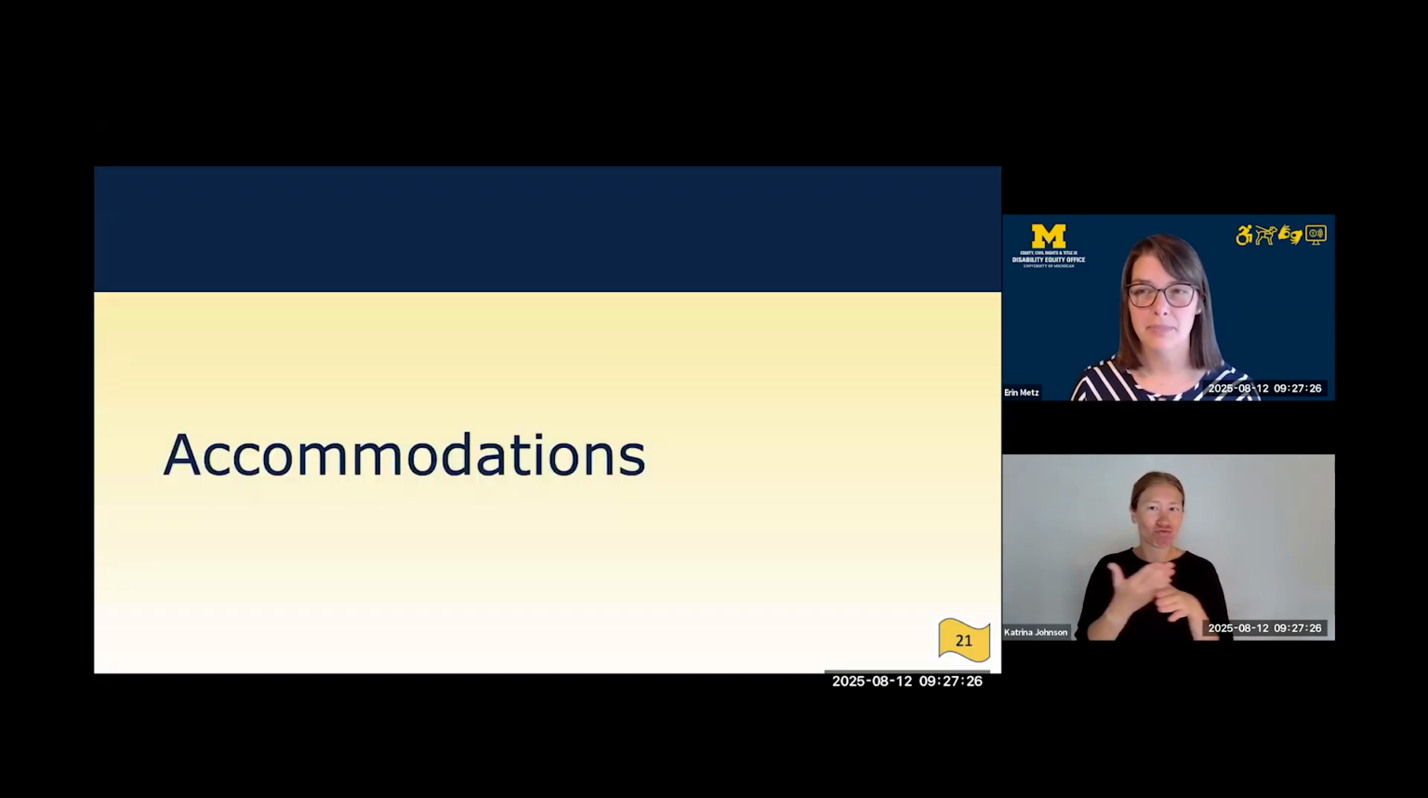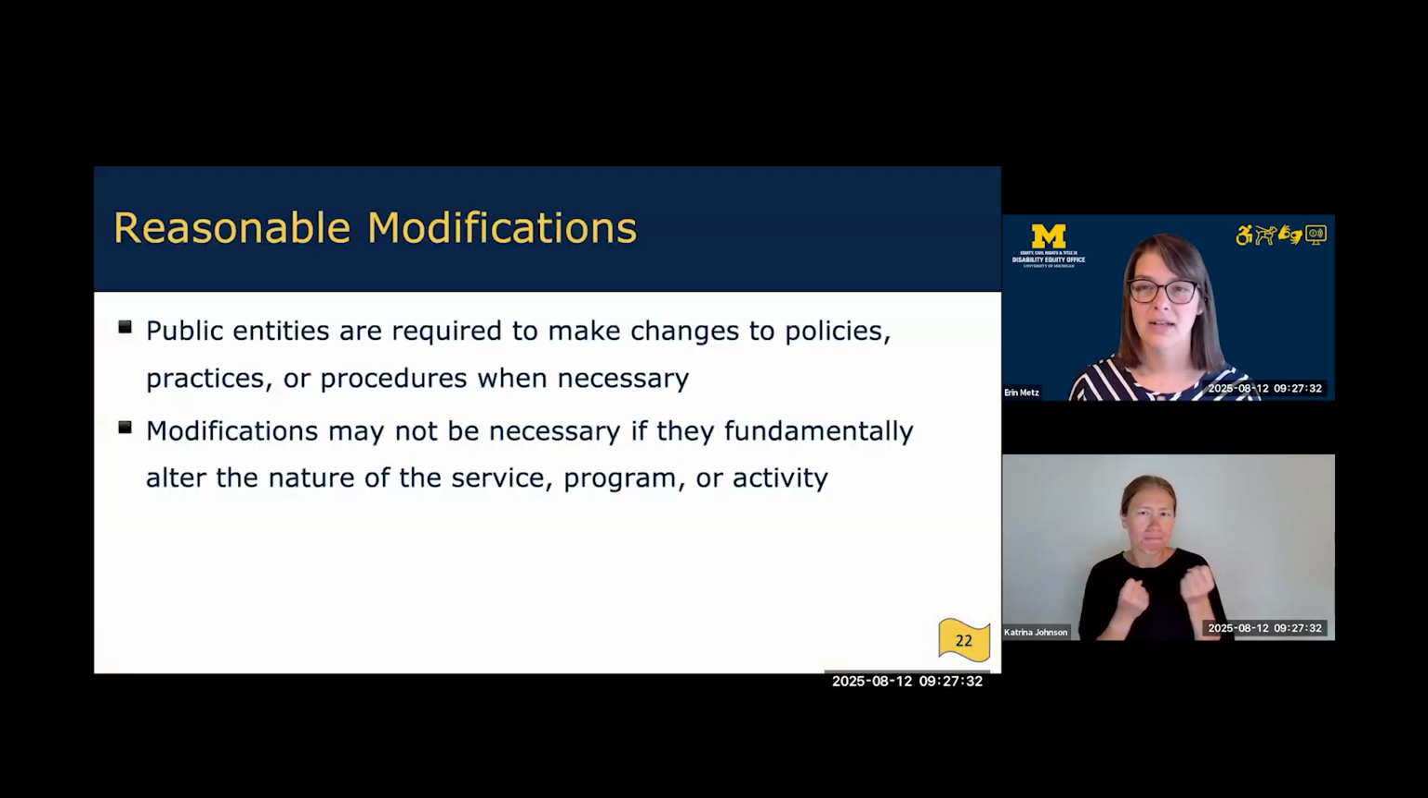So now let's spend a little bit of time talking about accommodations that might be available to help with effective communication. Accommodations are also known simply as reasonable modifications, and public entities are required to make changes to their policies, practices, or procedures when it's necessary for an individual with a disability. However, sometimes these modifications may not be necessary if they fundamentally alter the nature of the service, program, or activity.